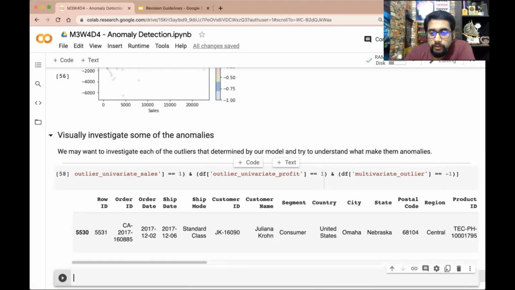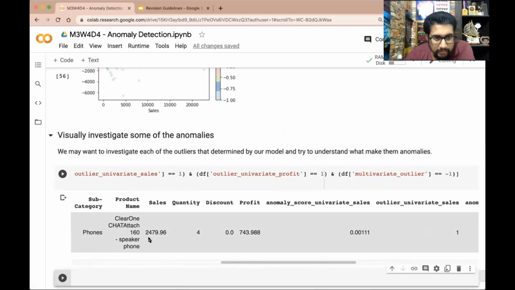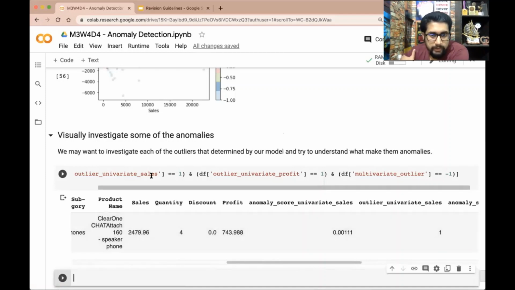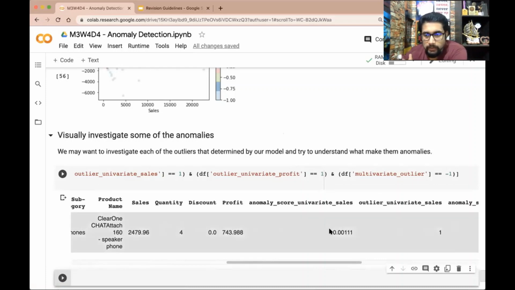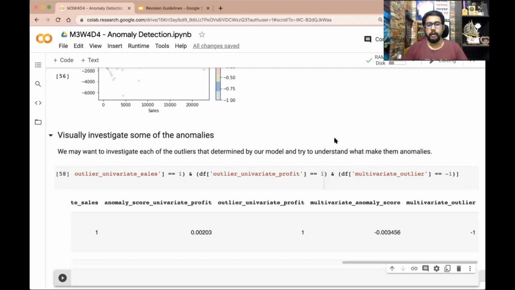Yeah, there is one such observation, right? You can see the profit is decent, the sales amount is also decent, so these were not flagged as anomalies in terms of sales and profit independently, but in terms of the combination that was flagged as an anomaly. So you see the impact of having both of them together in the model. I think this is all about isolation forest and anomaly detection.